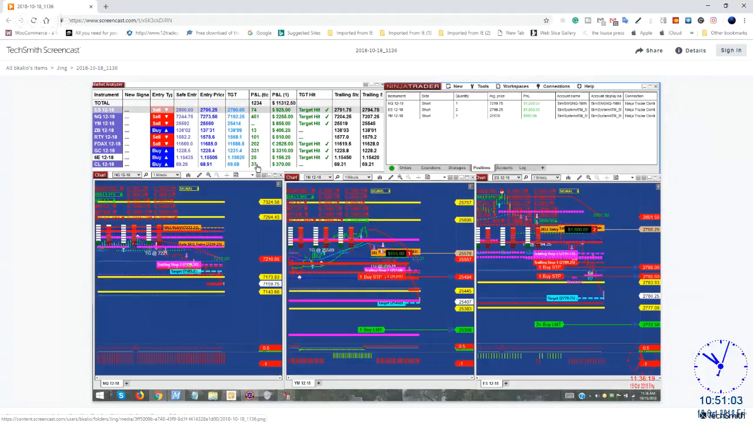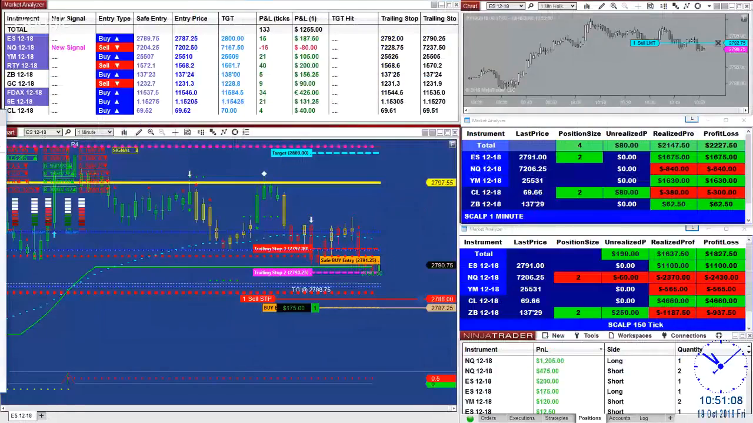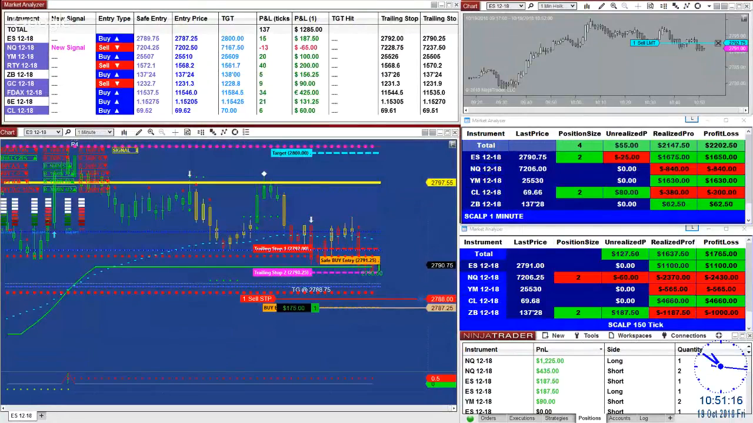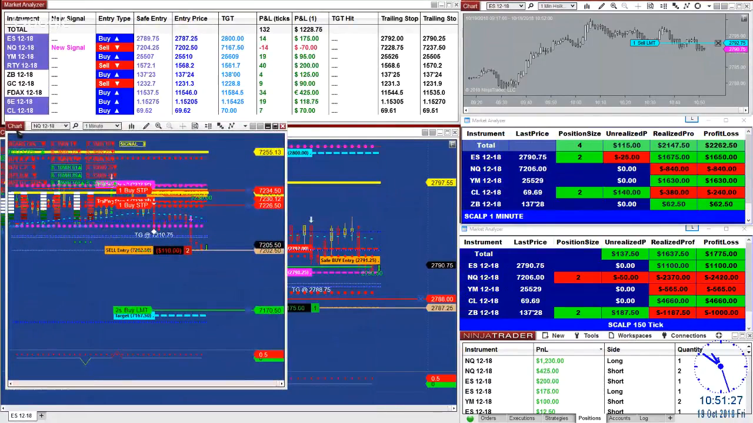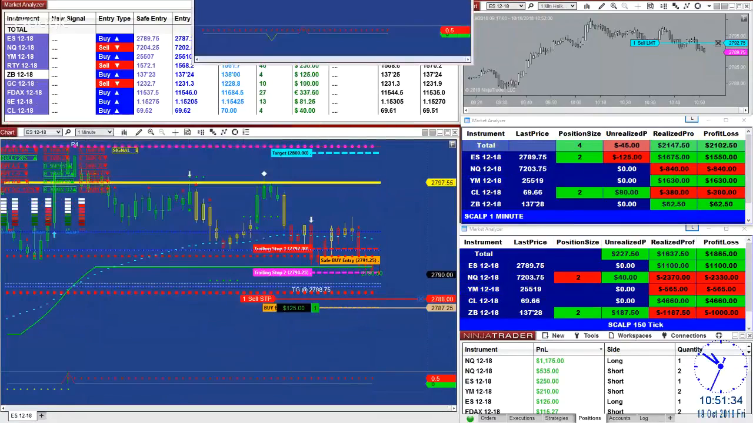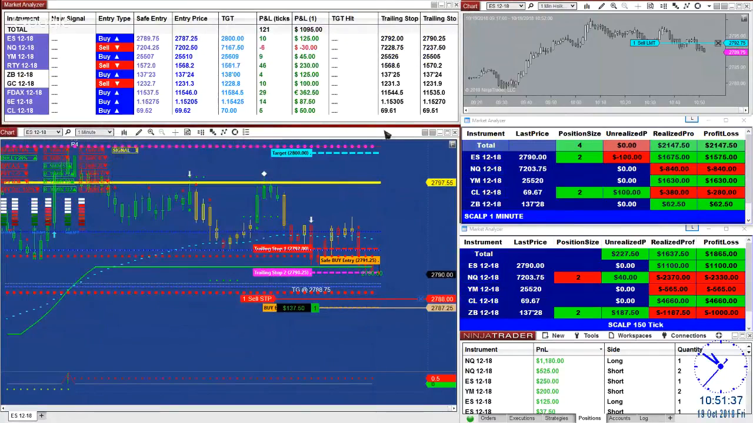Screenshot. Oh, okay. I'm sitting here and they're sleeping. There is a new signal on the Nasdaq. 74 ticks yesterday. Wow. We have a new signal on the Nasdaq with the auto trade, folks. And now we are about to have a new signal on the ES.